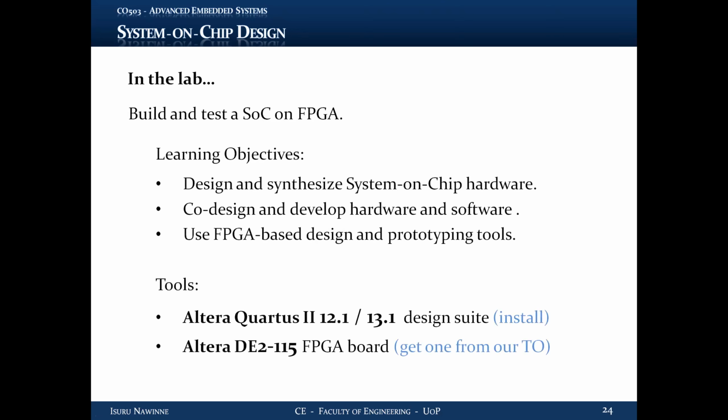Now, in the lab, you guys have already started, but what we'll be doing in this first practical is building and testing a system on chip on FPGA. There are two parts. First one is a walkthrough where you get familiar with the tools. The second one is where you implement a system on chip to perform JPG encoding on FPGA.